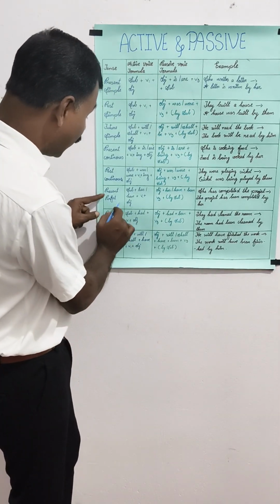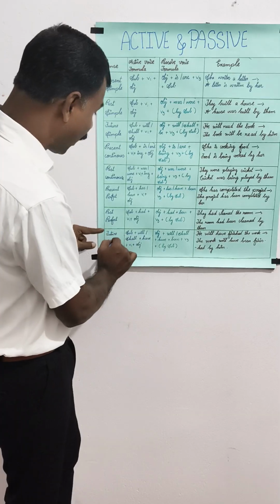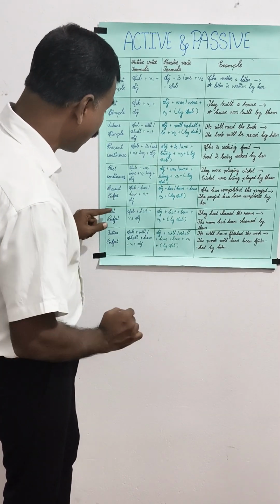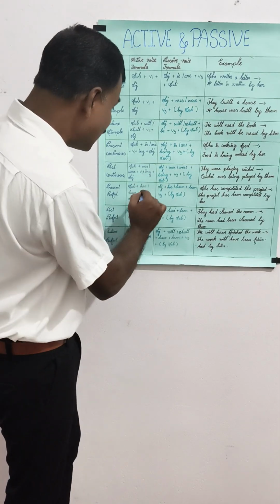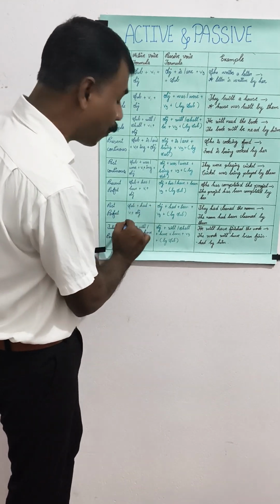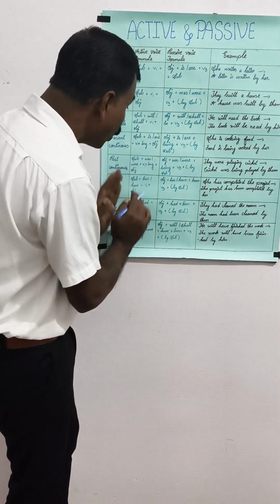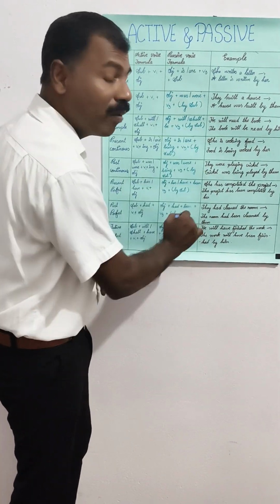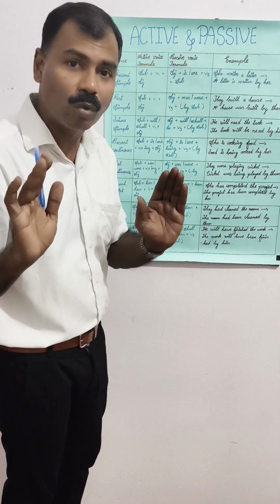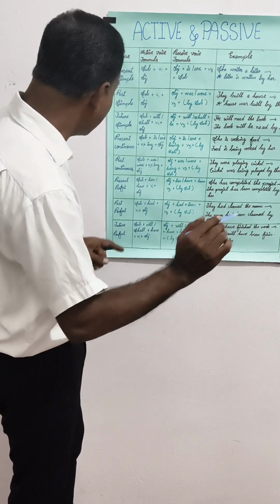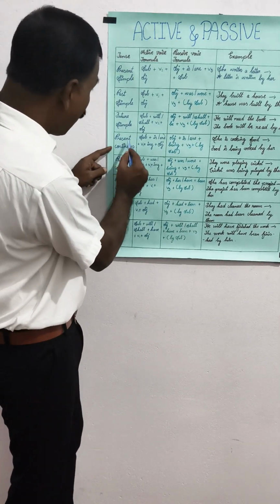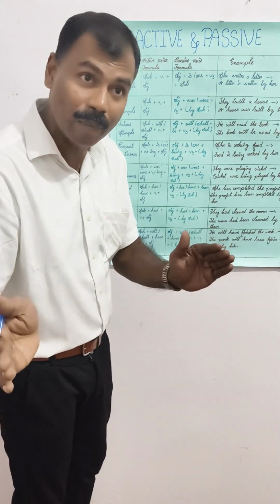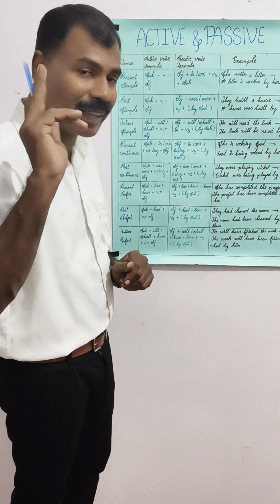And another thing you can understand: present perfect, past perfect, future perfect. These three also, present perfect, past perfect, future perfect, you have to use V3 only. That means the same as in passive voice, where we used V3, the same way we have to use it. That we have to remember. Then I told one thing: here we used present continuous, past continuous, but future continuous we cannot convert. You have to remember that point.